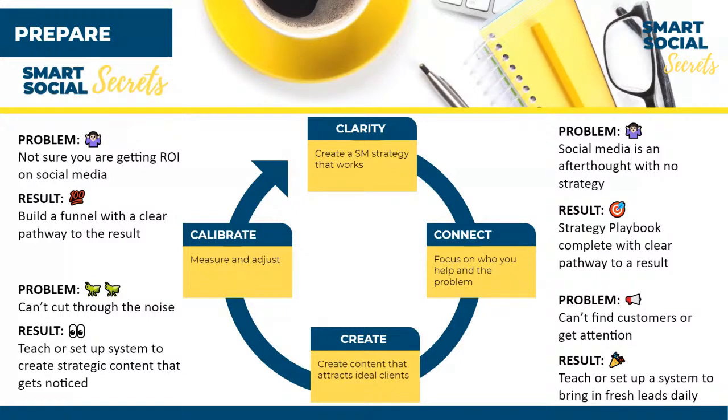So that was the first one. And the result was a strategy playbook complete with clear pathway to a result. That's what you get from the course. You get this strategy playbook. You have a clear pathway to the result that you want. That's number one part of the course.